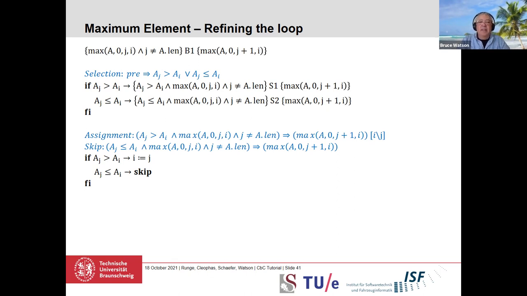So once we fill in the details for that, the relatively obvious transformation in the first branch is that we want to assign J to be I, because we have a new max element. And in the second case, we simply have a skip statement, or a NOP or whatever you might call it in other languages, which does nothing.